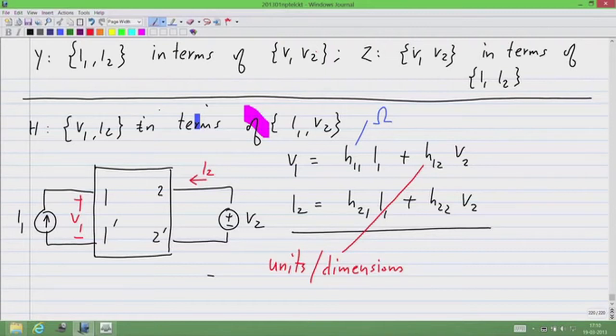Remember, H12 is multiplying a voltage V2 to give you a voltage V1. So what are the units or dimensions of H12? Clearly it is dimensionless or unitless.